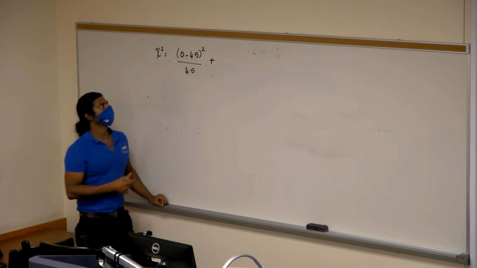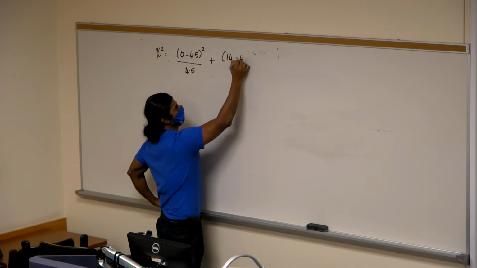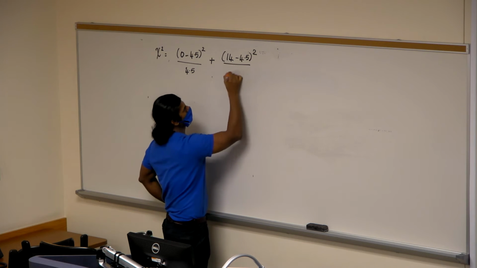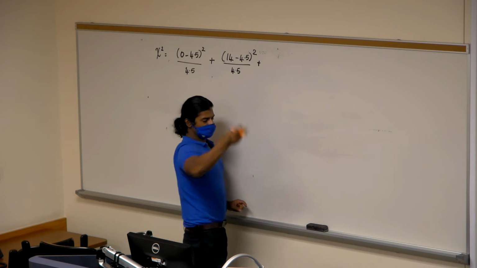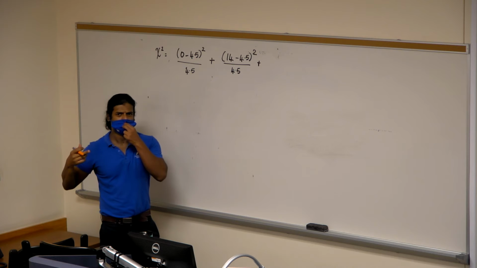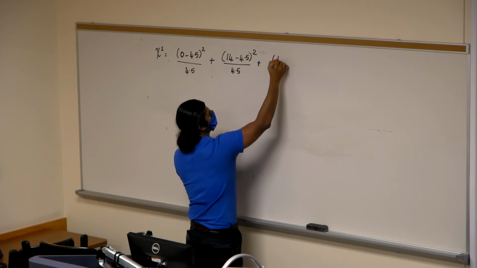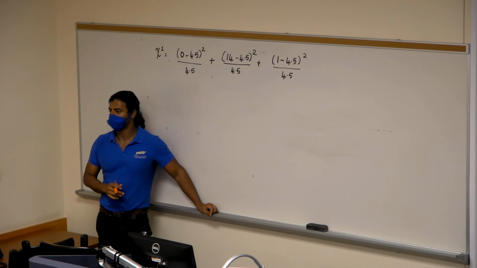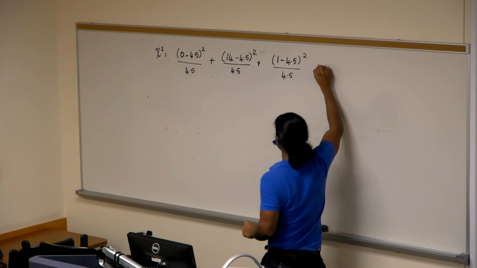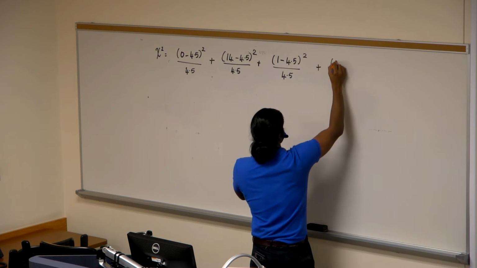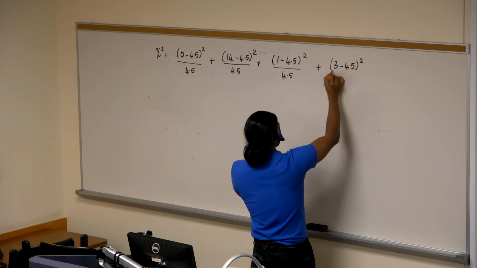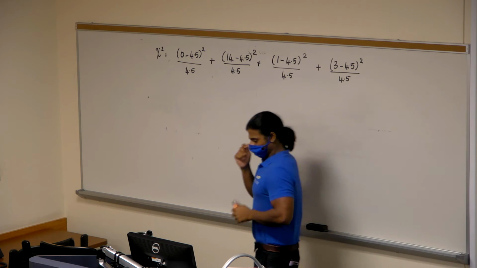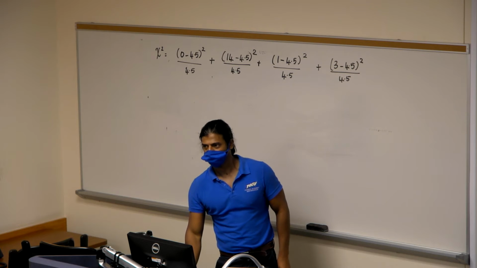For the second level, it is 14 minus 4.5 squared, O minus E divided by E, which is 4.5. Third level, which happens to be Prime, 1 minus 4.5 squared divided by E, for the case, is 4.5. And the last level, the Hulu, it was 3 minus 4.5 squared over 4.5. Yes?